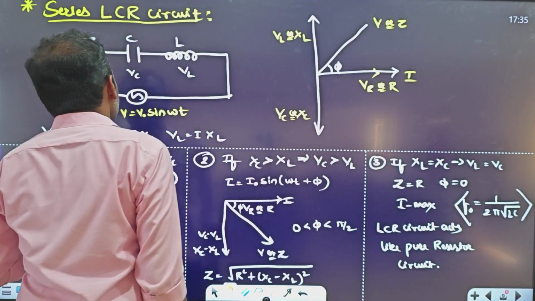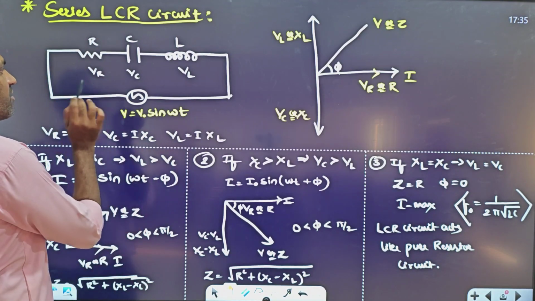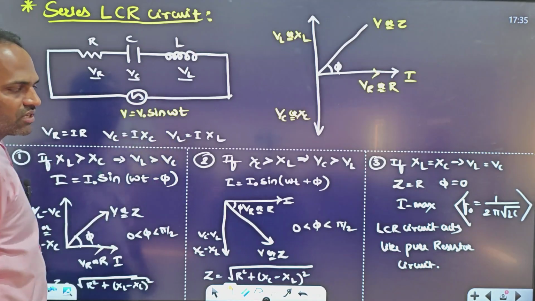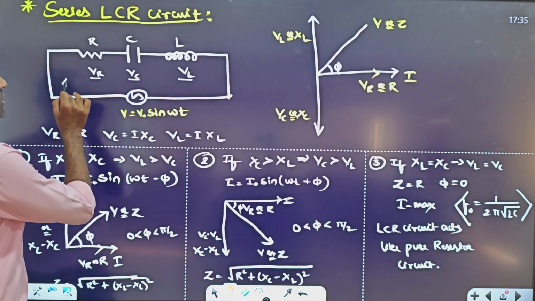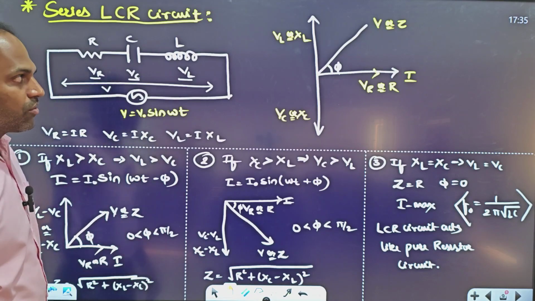See, we have connected a resistor, capacitor and inductor in series here. So the applied voltage will get divided in 3 parts: voltage across resistance, voltage across capacitance, voltage across inductance. And the total voltage of the series combination is taken as V.